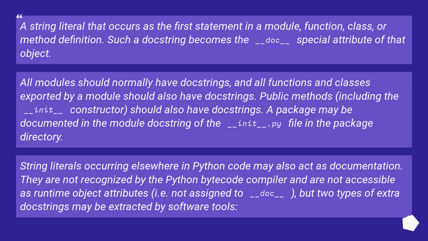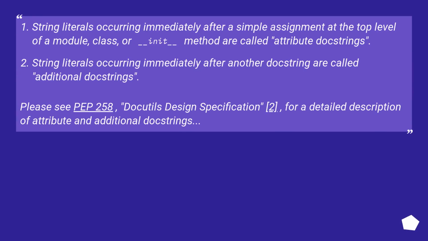They are not recognized by the Python bytecode compiler and are not accessible as runtime object attributes, i.e. not assigned to __doc__, but 2 types of extra docstrings may be extracted by software tools. String literals occurring immediately after a simple assignment at the top level of a module, class, or __init__ method are called attribute docstrings. String literals occurring immediately after another docstring are called additional docstrings. Please see PEP 258, Docutils Design Specification, for a detailed description of attribute and additional docstrings.